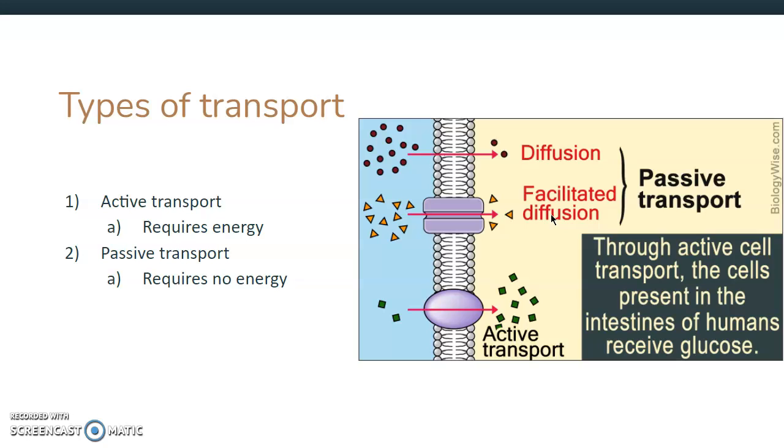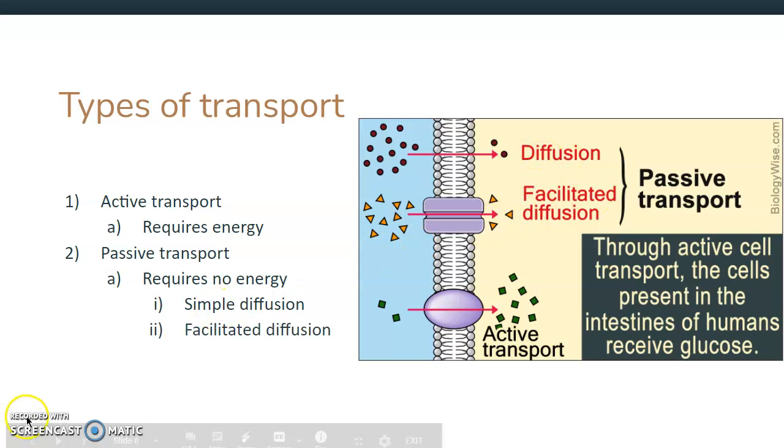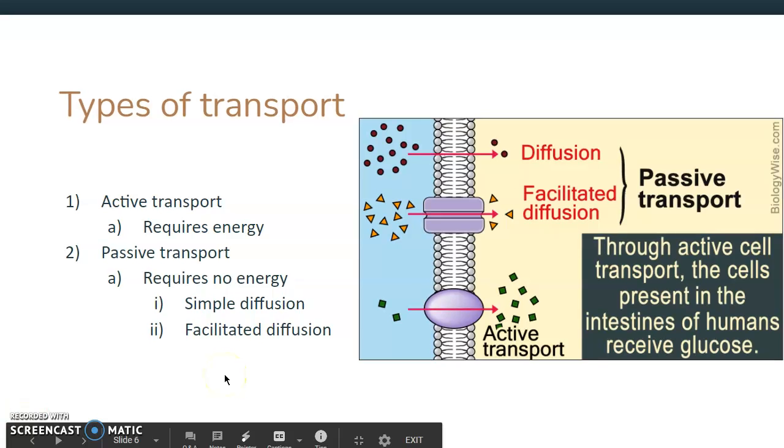There are a few different types of passive transport we're going to talk about, which is simple diffusion. We have facilitated diffusion. And then the last thing we're going to learn about is a special type of facilitated diffusion known as osmosis. So that's kind of how the breakdown works.